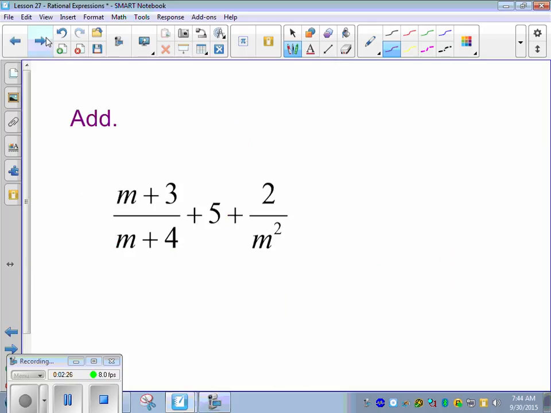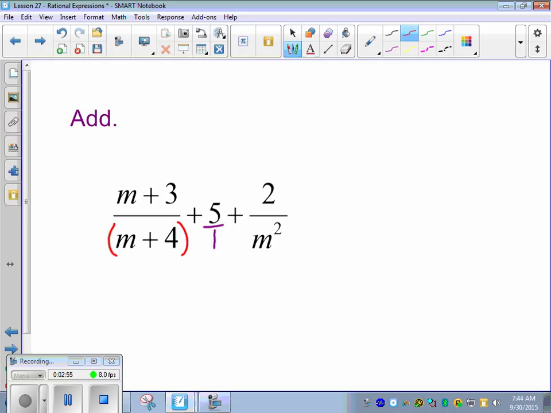So let's try another one. Go ahead and write this one down. We have m plus 3 over m plus 4, plus 5, plus 2 over m squared. I would first probably put this 5 over 1 so that we can look at what is in each denominator. So m plus 4 counts as one whole term. That's a whole separate term.